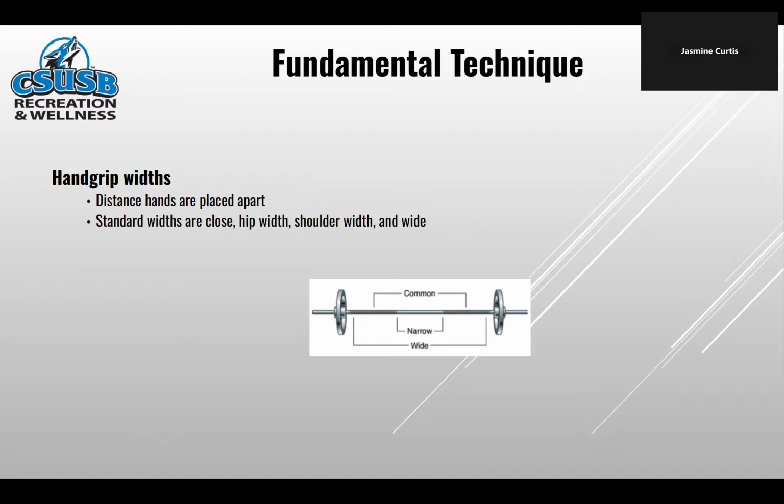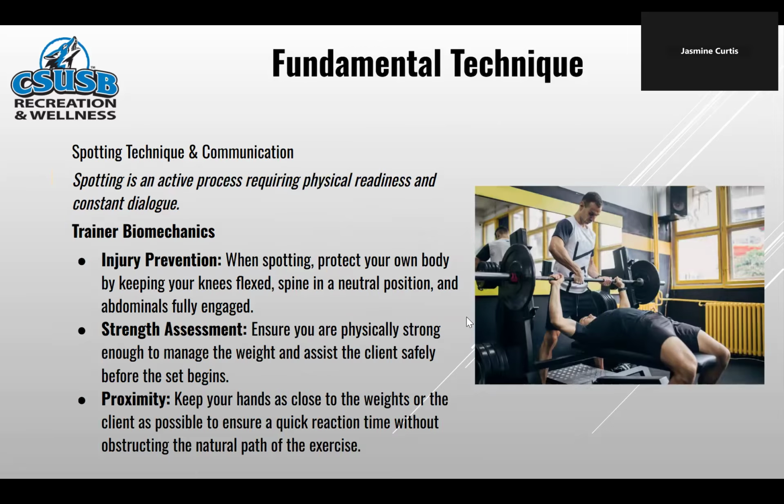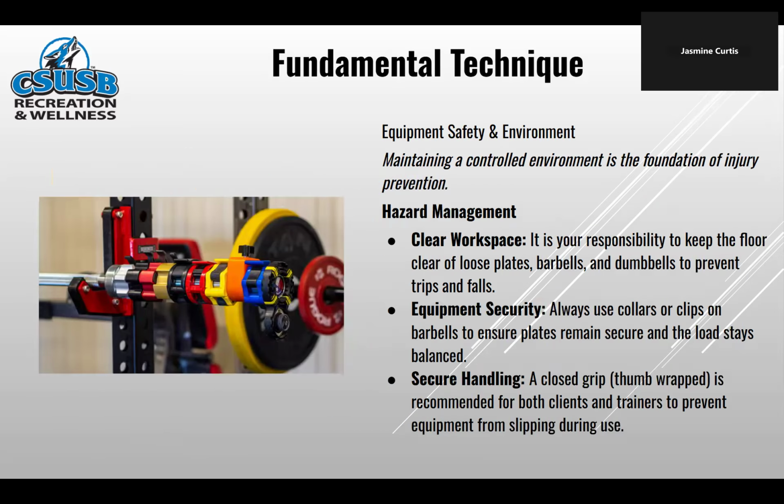So hand grip widths, these are the distance that hands are placed apart for different lifts. So the standard widths overall are close. So that's this narrow one. Hip width means the hands are gripping outside of the hip. Common is showing like the shoulder width where you'd grip right under your shoulders if you're standing by the bar. And then wide is where you're gripping for like if you're snatching.